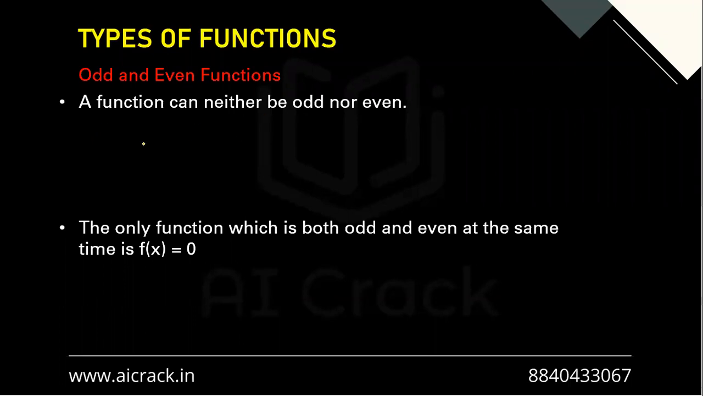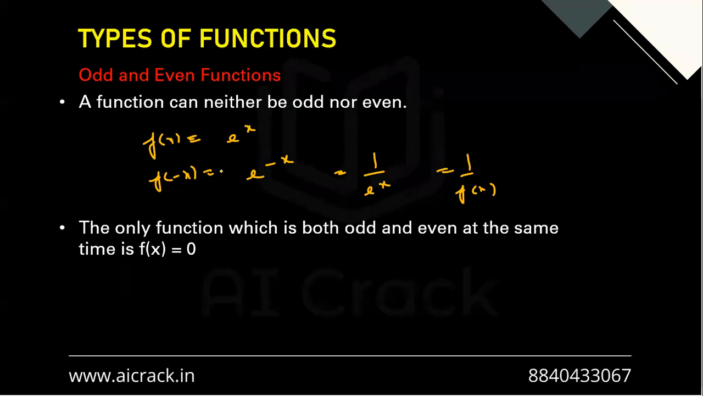Let's take more examples. Let's say f of x equals e raised to the power x. Now in this case, if I write f of minus x, then we'll get e raised to the power minus x. We know that this is 1 by e raised to the power x. This is 1 by f of x. So basically f of minus x equals 1 by f of x. So it doesn't satisfy our original definition of an even function, and neither an odd function, right? So this is neither odd nor even.